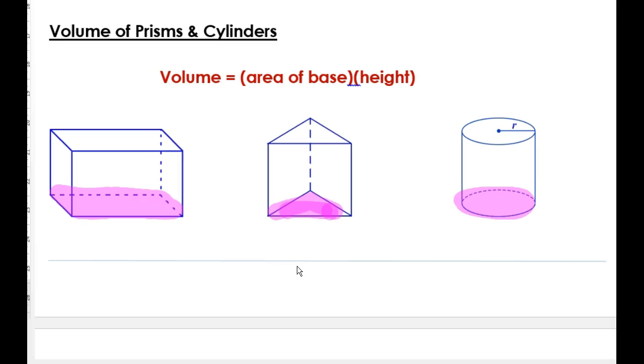So the volume is always equal to the area of the base, and I'm going to use a capital B to mean the area of the base, times the height.